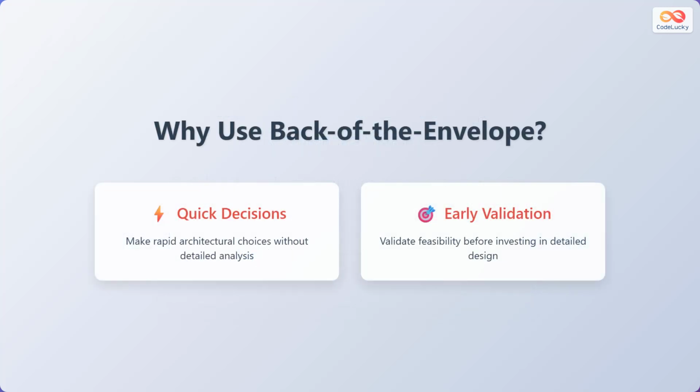Why should you use back-of-the-envelope calculations? There are two primary reasons. First, for quick decisions. It allows you to make rapid architectural choices without getting bogged down in detailed analysis. Second, it is used for early validation. It helps you validate the feasibility of a design before investing significant time and resources into a detailed implementation.